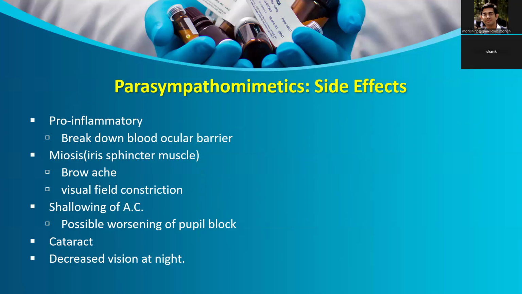Okay, the side effects which we have discussed: it causes myosis by contraction of iris sphincter muscles. Because of myosis, there is brow ache and it causes visual field constriction also, shallowing of the anterior chamber, cataract, and decreased vision at night. There are multiple drawbacks because of parasympathomimetics, and thus they are avoided or used least commonly.